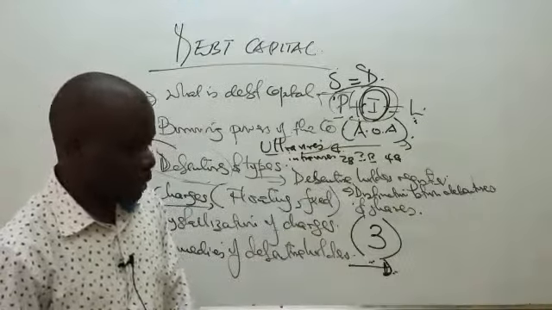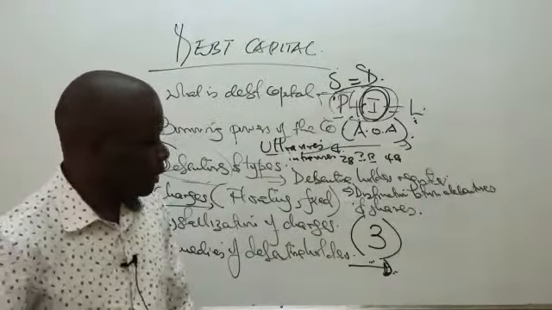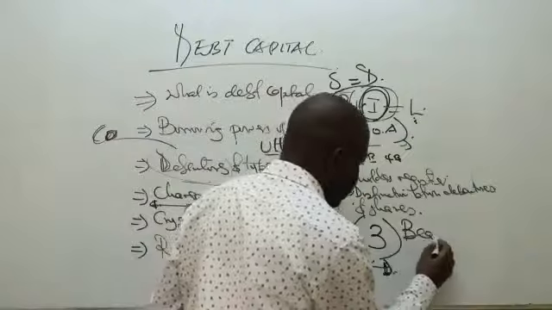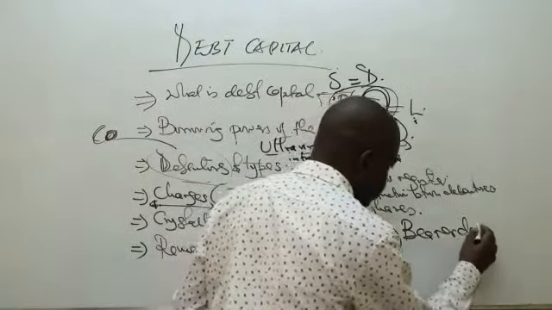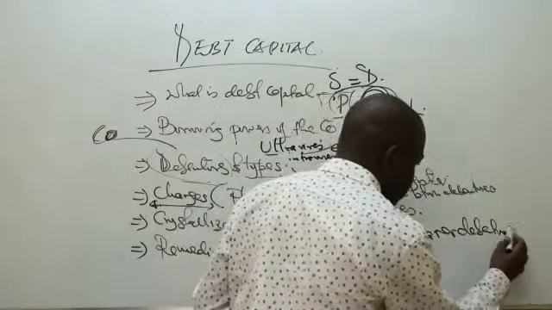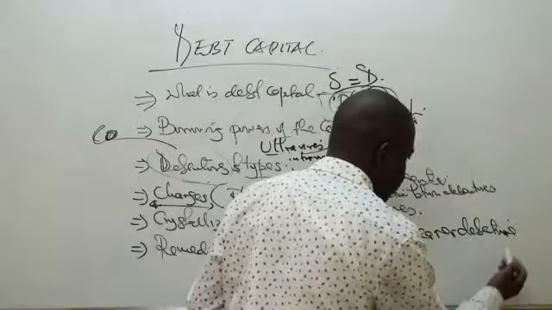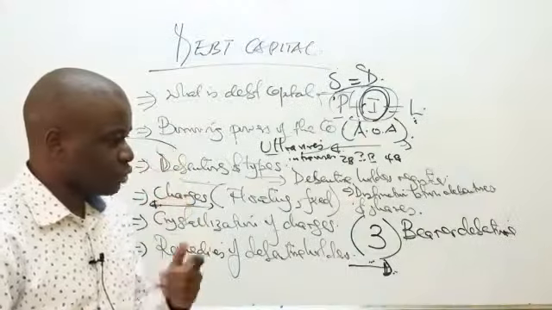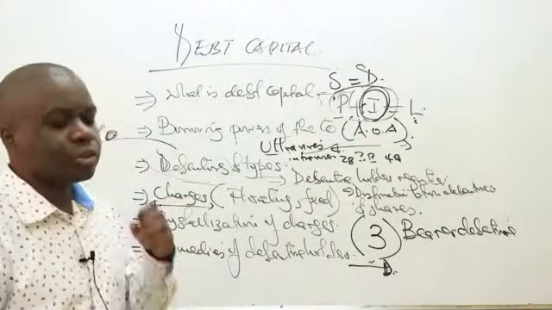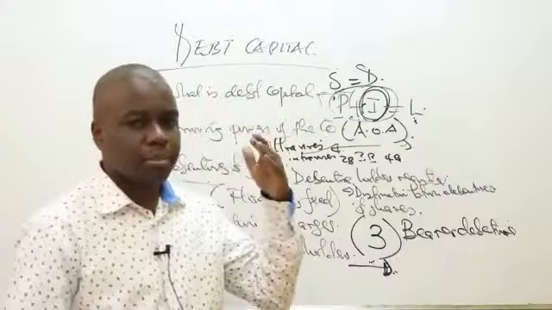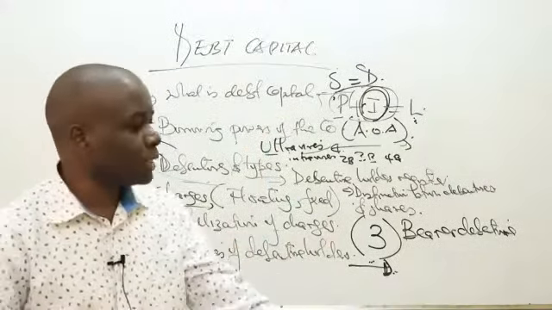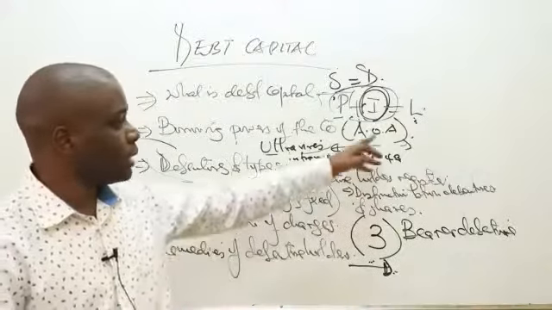Then there's another one that can be termed as a bearer debenture. This one, we sometimes say it is like a negotiable instrument. This is where you can transfer your interest in the company to another party, such that the bearer can present it to the company and tell them, I want the interest and the principal amount under this debenture.